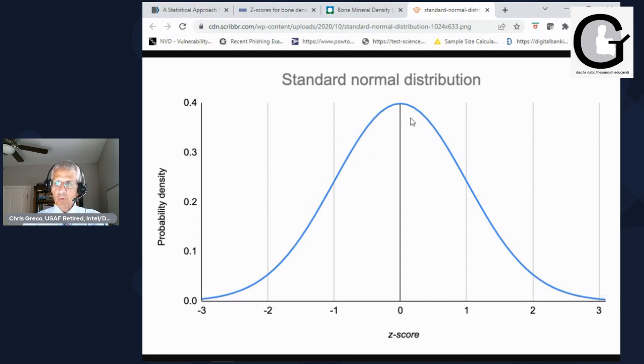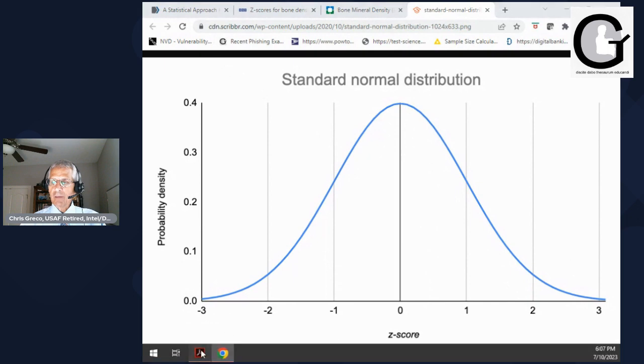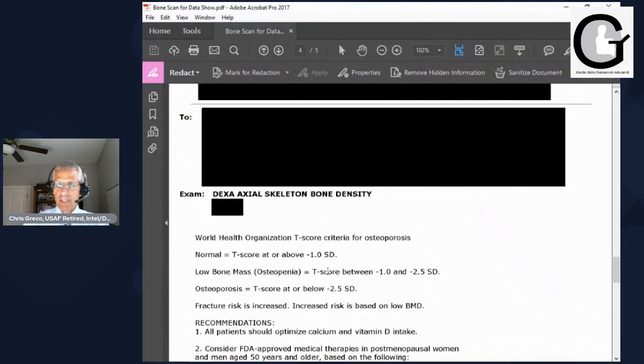Then it goes up to where you have an average, which is the mean. The mean and the mode will be basically the same here. You have that little hump, and that's what we talk about when we talk about those areas. So that is what we're talking about when we talk about this T-score and Z-score.